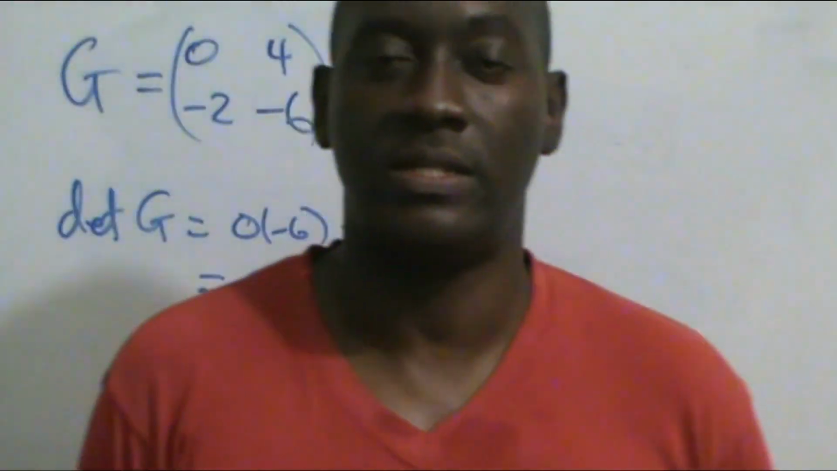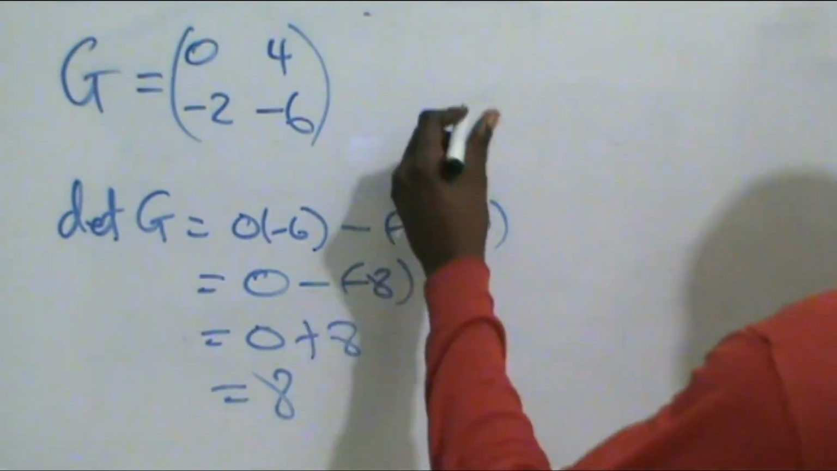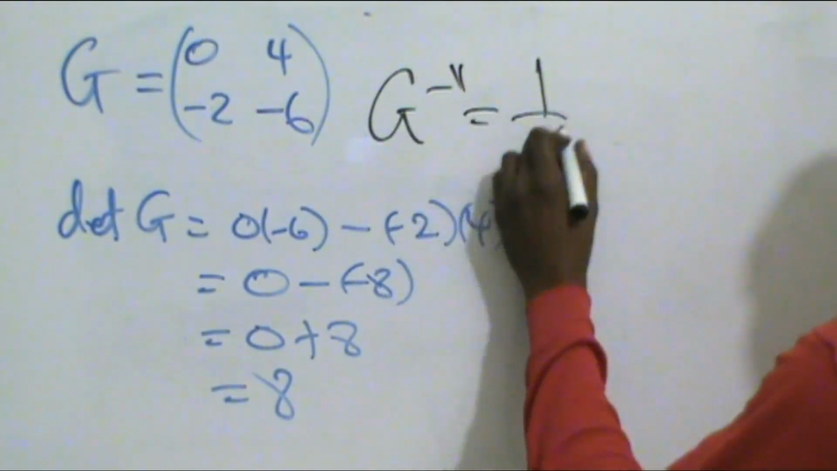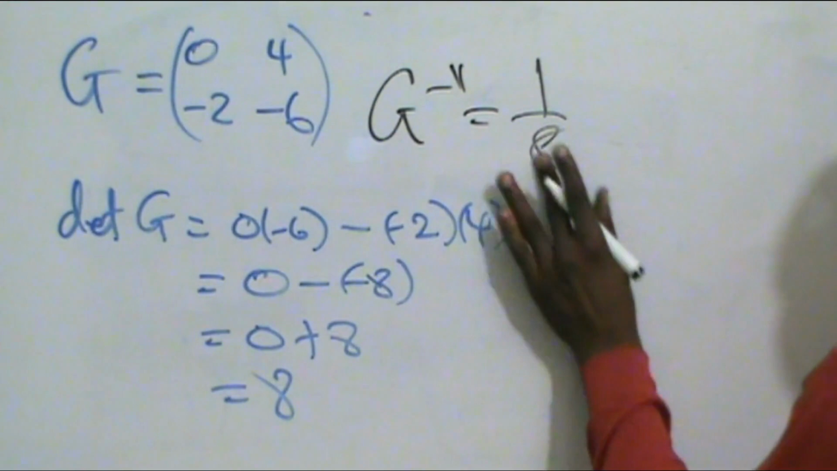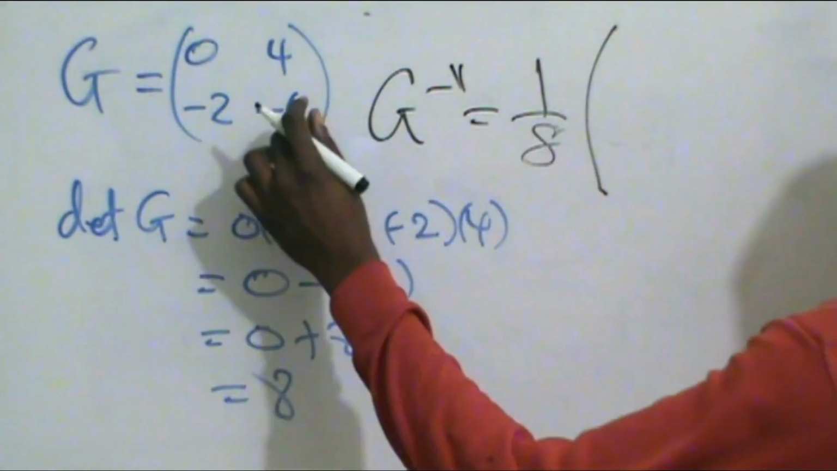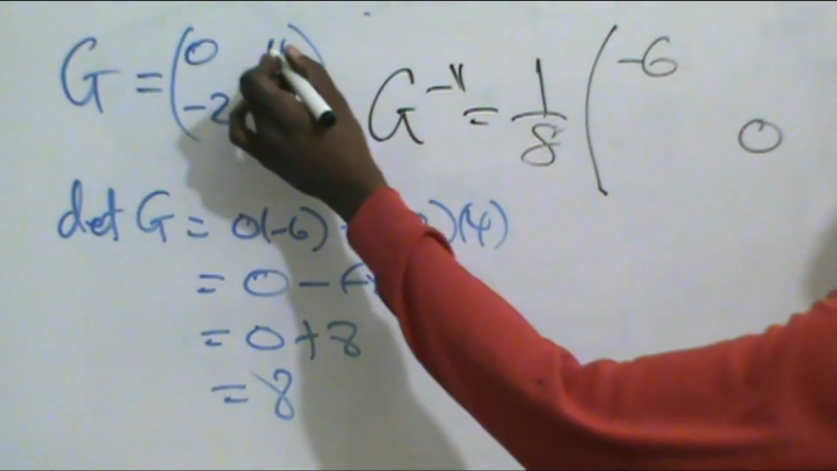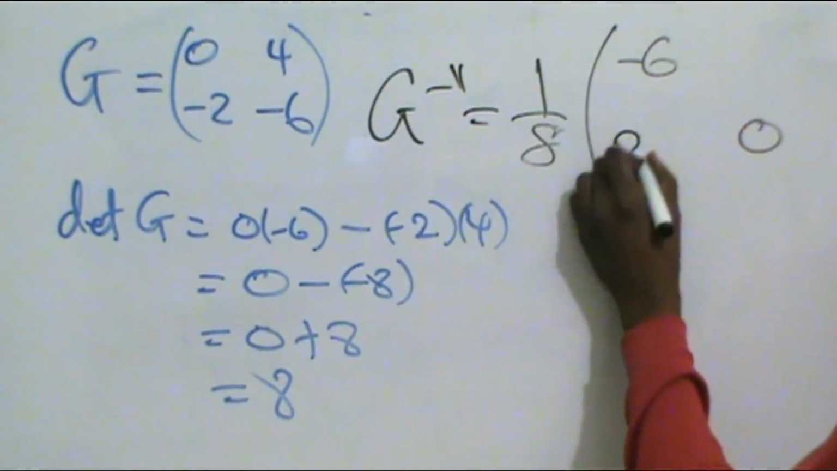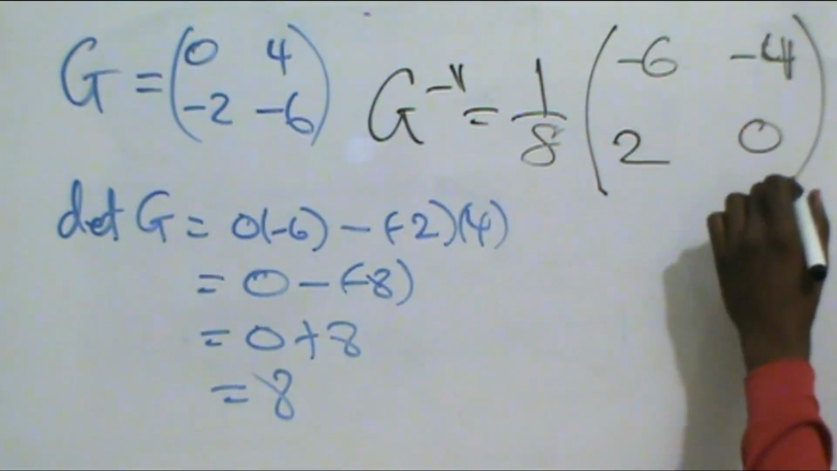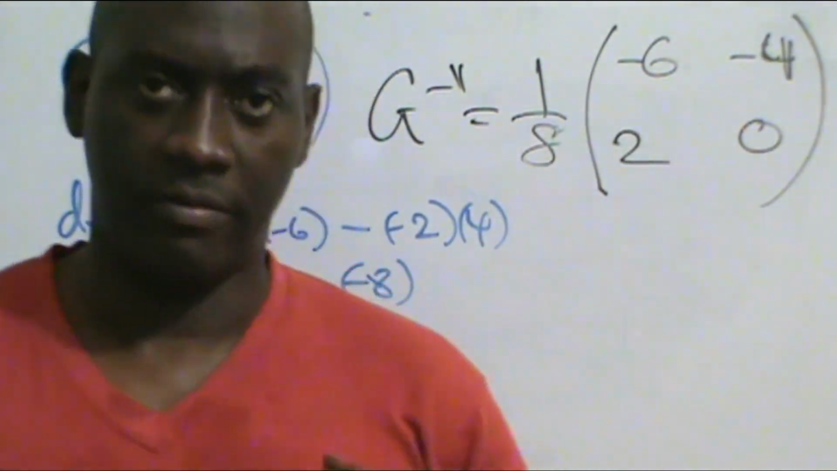Now, with that knowledge, we're going to find the inverse of G. G minus 1 is equal to 1 over the determinant, multiplied by the adjoint. We switch the 0 and the minus 2 on the diagonal, and we change the signs of the other two. So minus 6 will become plus 6, and plus 4 will become minus 4. And that is all there is to finding the inverse of a 2 by 2 matrix.